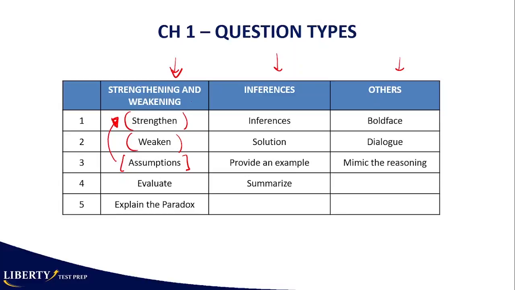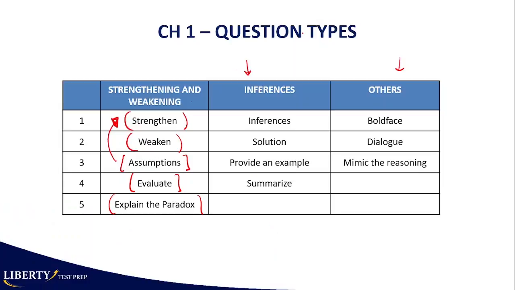Okay, then the question that asks you to evaluate the argument is also the same thing as strengthening and weakening. It's just like the pre-thinking in order for you to strengthen and weaken. Kind of the assumption, but not giving the assumption, something that is in the pre-thinking. Okay, and then explain the paradox is very similar to strengthen, just something that explains and makes the whole argument logical.